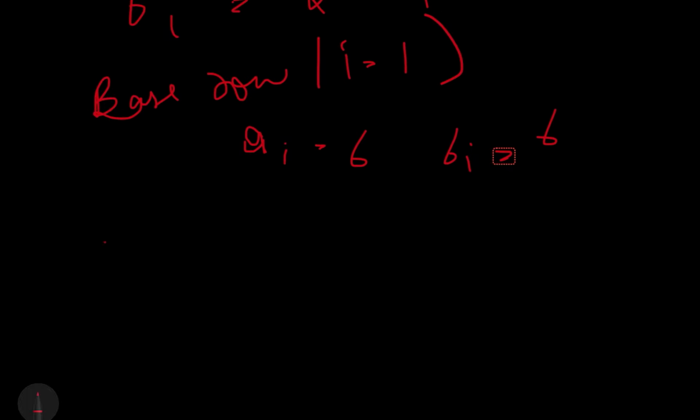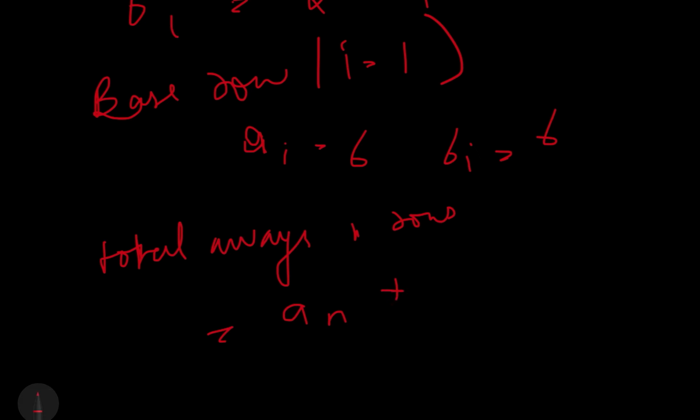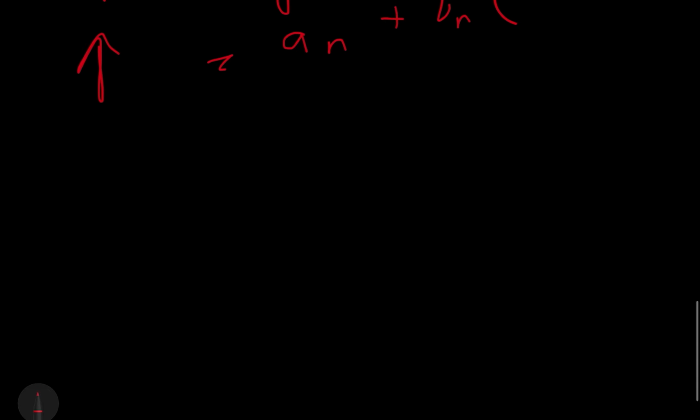So the total ways after n rows would be a_n plus b_n. And of course we have to keep in mind that this number may be very large, so we have to take mod 10 raised to power 9 plus 7. Okay, so let's write the code for it now.